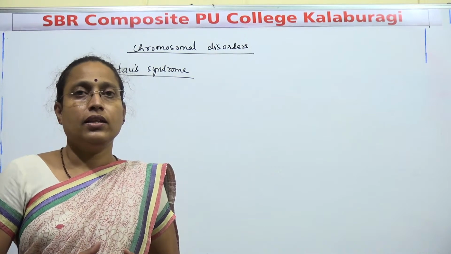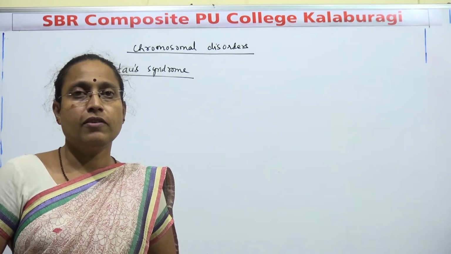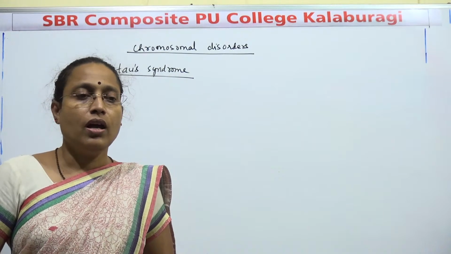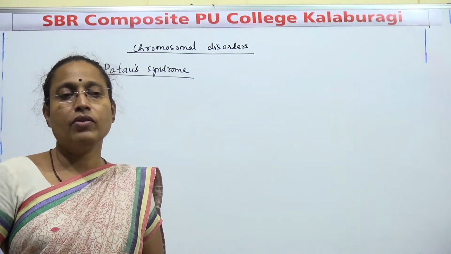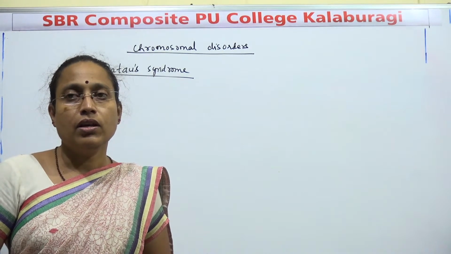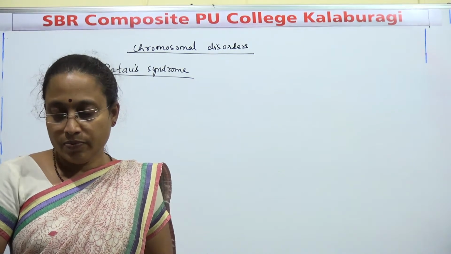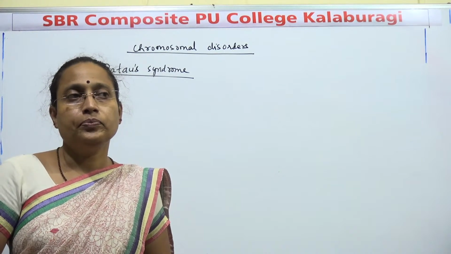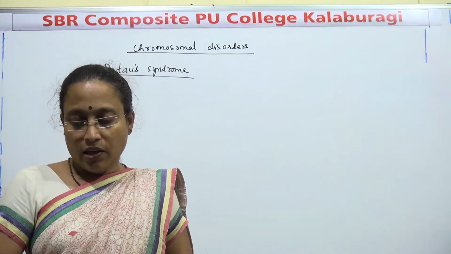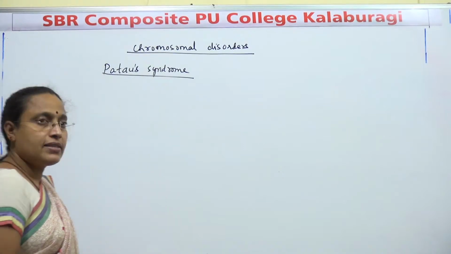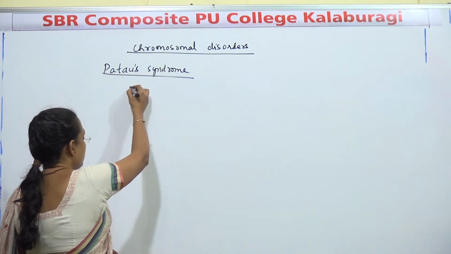Now, usually the patients, that is people suffering with Patau Syndrome, will not survive. Okay, they die within 1 year after the birth. So it is more severe compared to the other chromosomal disorders. What happens in Patau Syndrome?